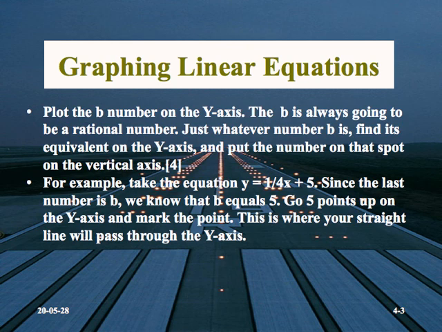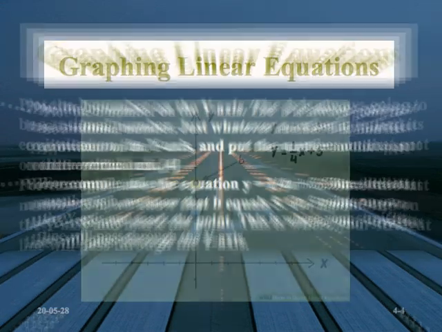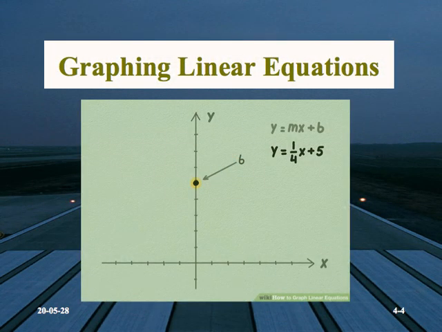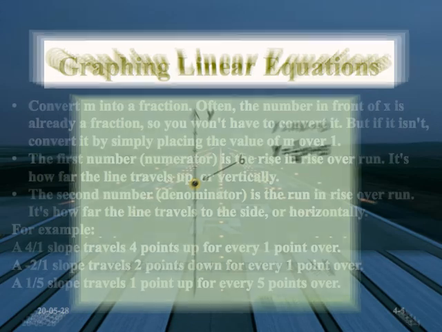Since the last number is b, we know that b equals 5. Go 5 points up on the y-axis and mark the point. This is where your straight line will pass through the y-axis. This is an example of where the y point is on the graph.